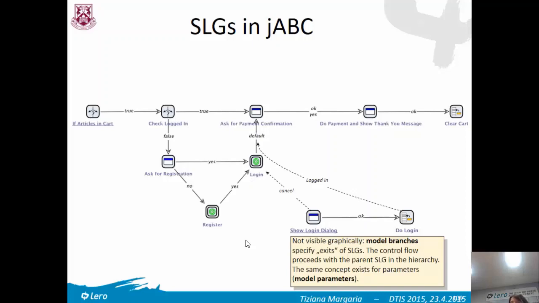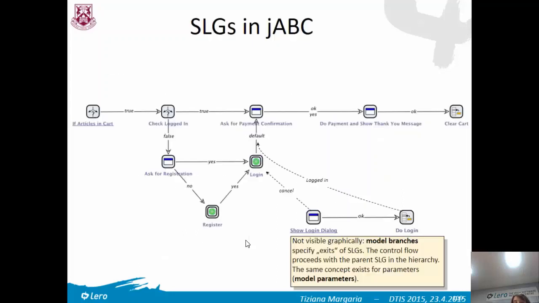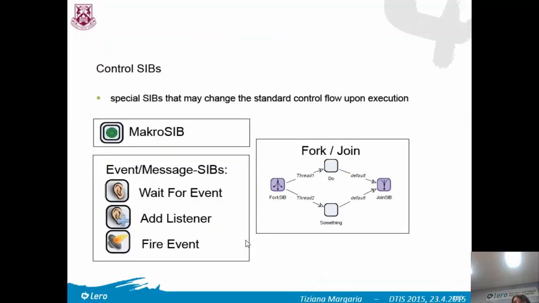Okay, so there are branches in the model that say what is going in and what is going out. So what are these SIBs? You can have very different kinds of SIBs, okay? So these are all SIBs. You can have libraries of SIBs, and they are grouped in a way that makes sense, okay?